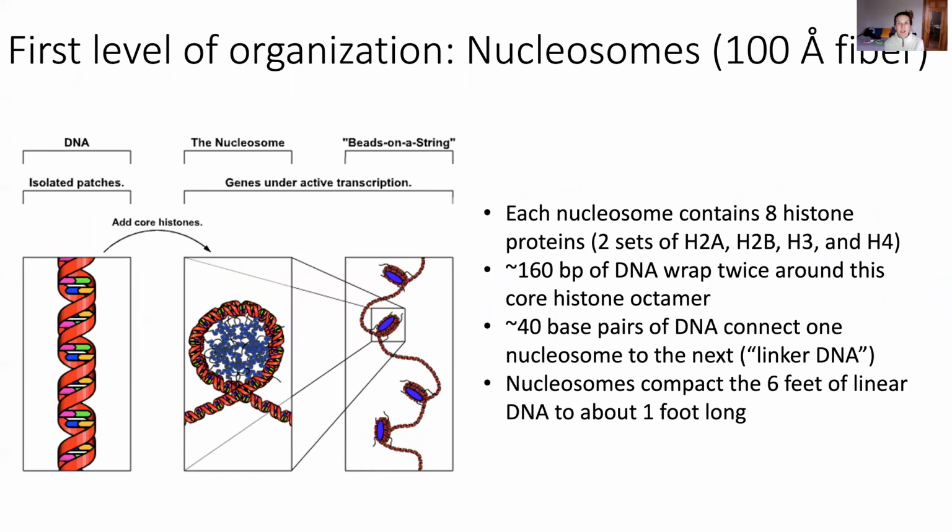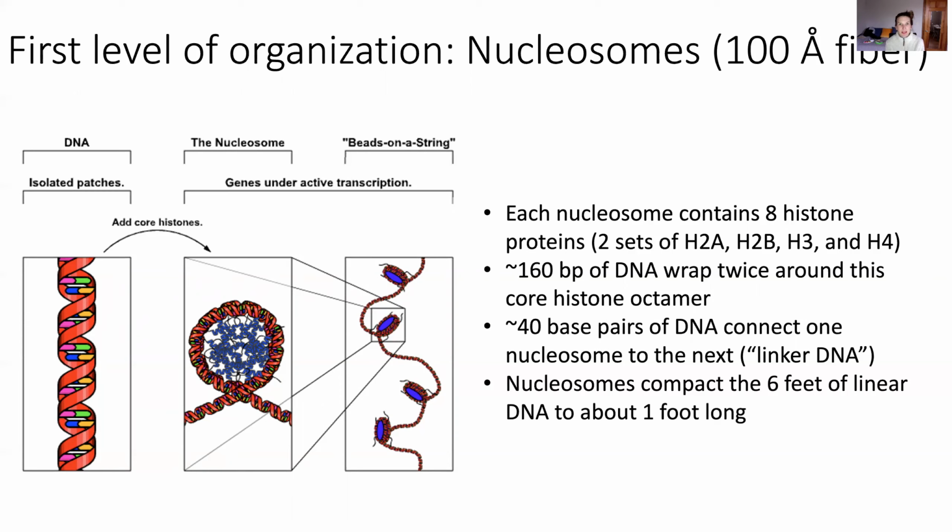So the first level of organization are nucleosomes. So nucleosomes are DNA wrapped around 8 histone proteins. So those 8 proteins are 2 sets of H2A, H2B, H3, and H4. And you're going to have about 160 base pairs of DNA wrapped twice around this core histone octamer because it's 8 proteins, 8 mers. And then about 40 base pairs of DNA is going to connect one nucleosome to the next, and we call this the linker DNA.